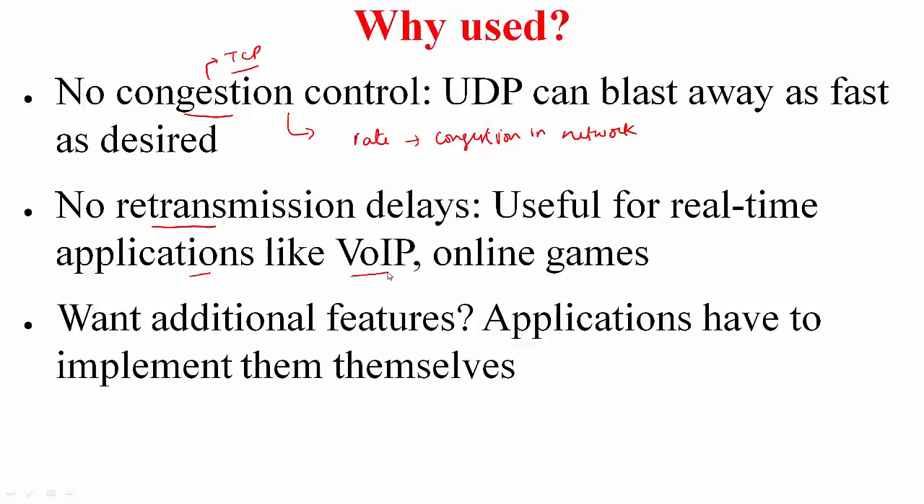So voice over IP and online games typically run over UDP, mainly because they can also tolerate some amount of losses. So all these applications that use UDP, if they want some additional features that UDP does not provide, what should they do? They just have to implement it themselves.